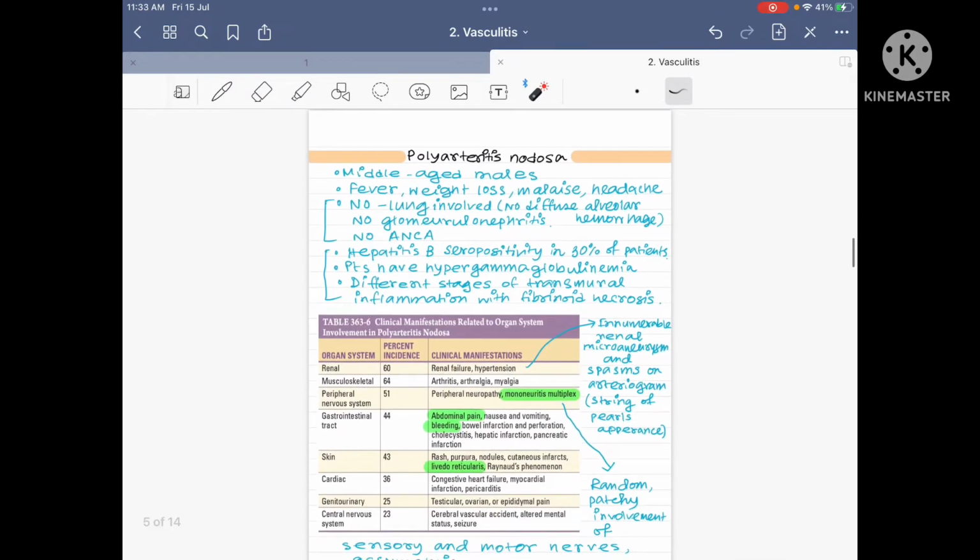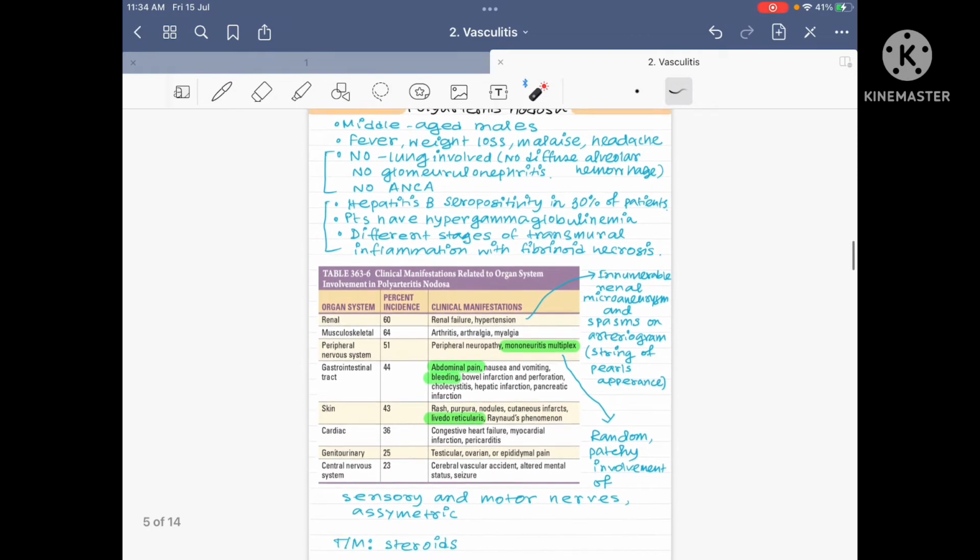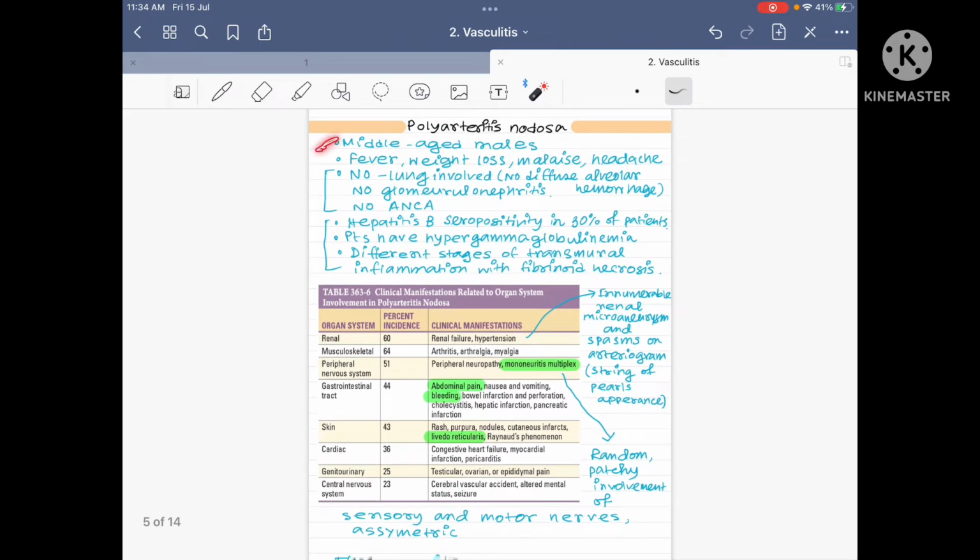Now come to the polyarteritis nodosa part. It is also medium sized vessel and commonly involves middle aged males. Constitutional symptoms are the same: fever, weight loss, malaise, headache. Don't have to remember that much. There are 3 no's and 3 yes's. No to pulmonary, no lung involvement. There is one mnemonic, PAN: polyarteritis nodosa, pulmonary never. That means no lung involvement, no diffuse alveolar hemorrhage. There is one more no: no glomerulonephritis. Even if the kidney is involved, there is no glomerulonephritis. And no, ANCA negative.